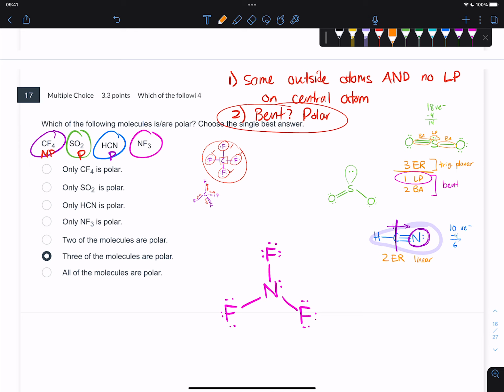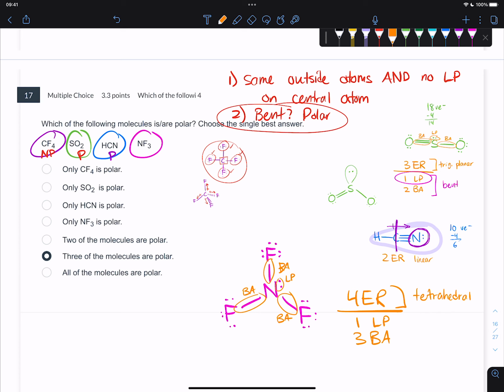How many electron regions are around this nitrogen? We have 1, 2, 3, 4. There are 4 electron regions. Let's classify them. We have a lone pair right there. So there's 1 lone pair. And then we have 1, 2, 3 bonding areas. So if you look at your VSEPR theory chart, when there are 4 electron regions, that means that the electron region geometry is tetrahedral.